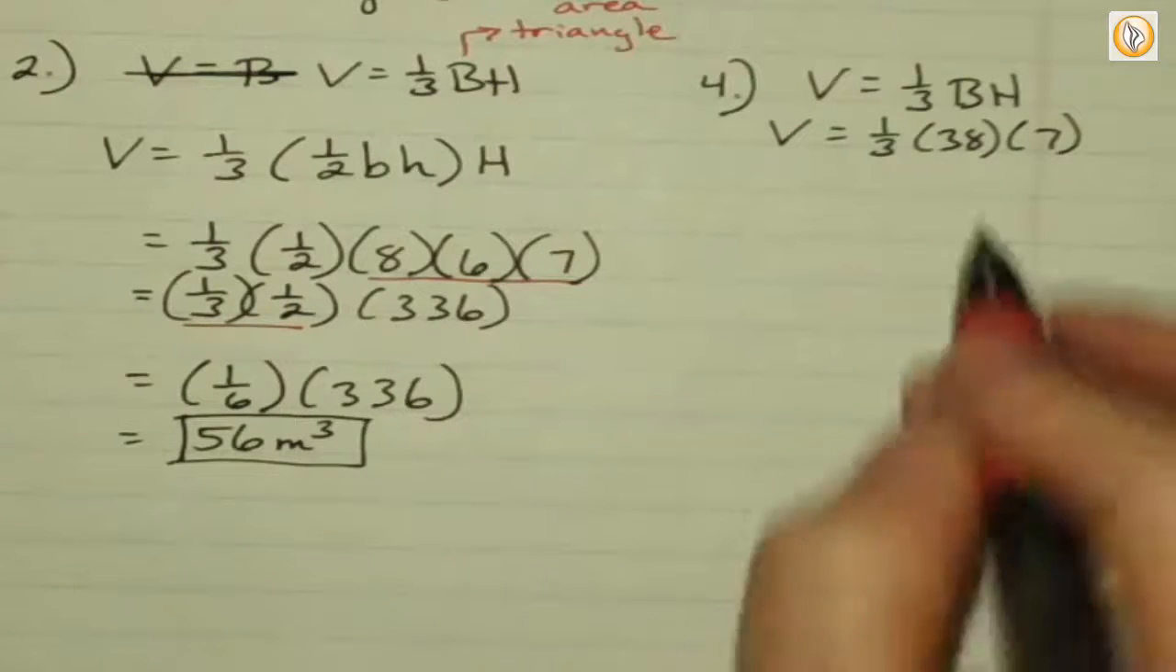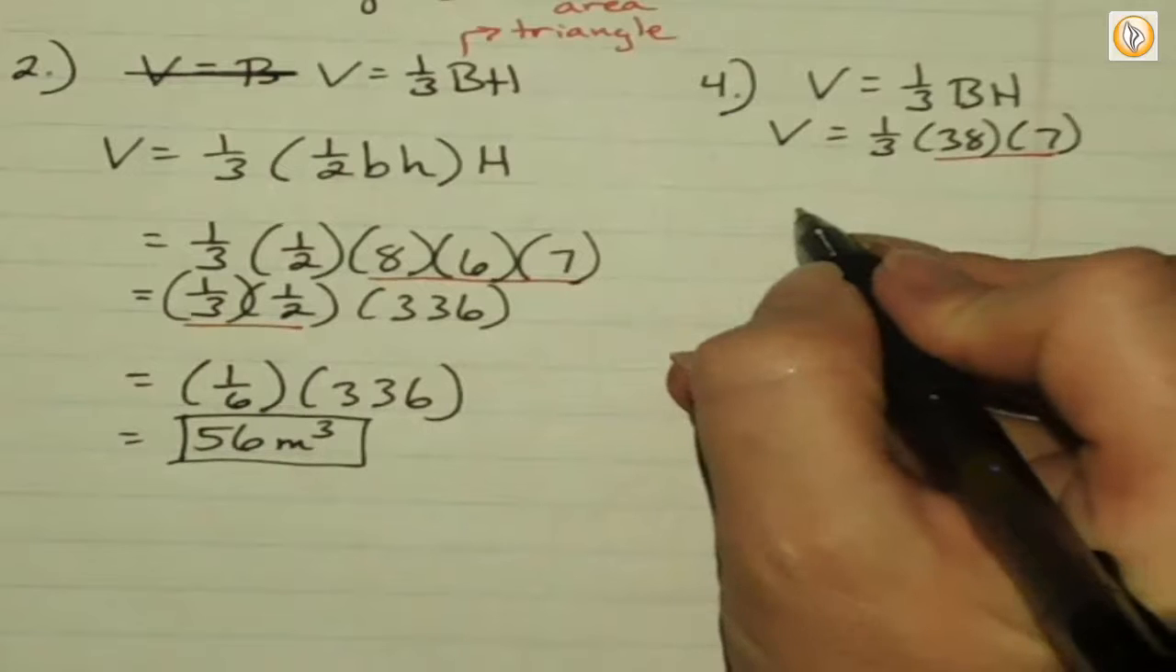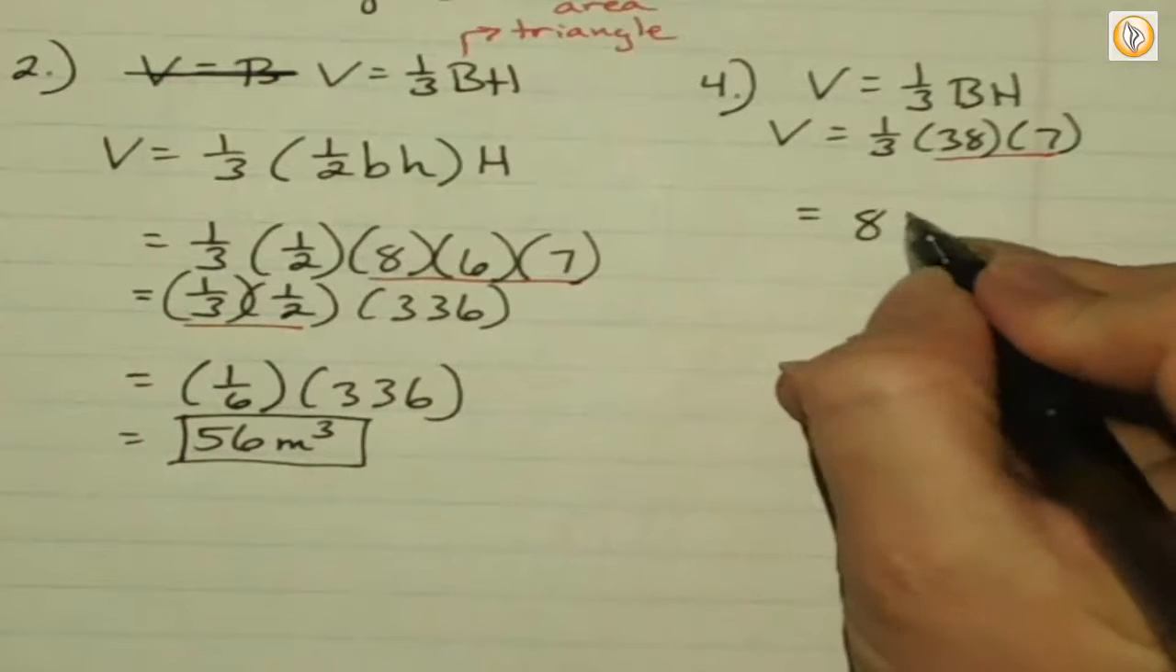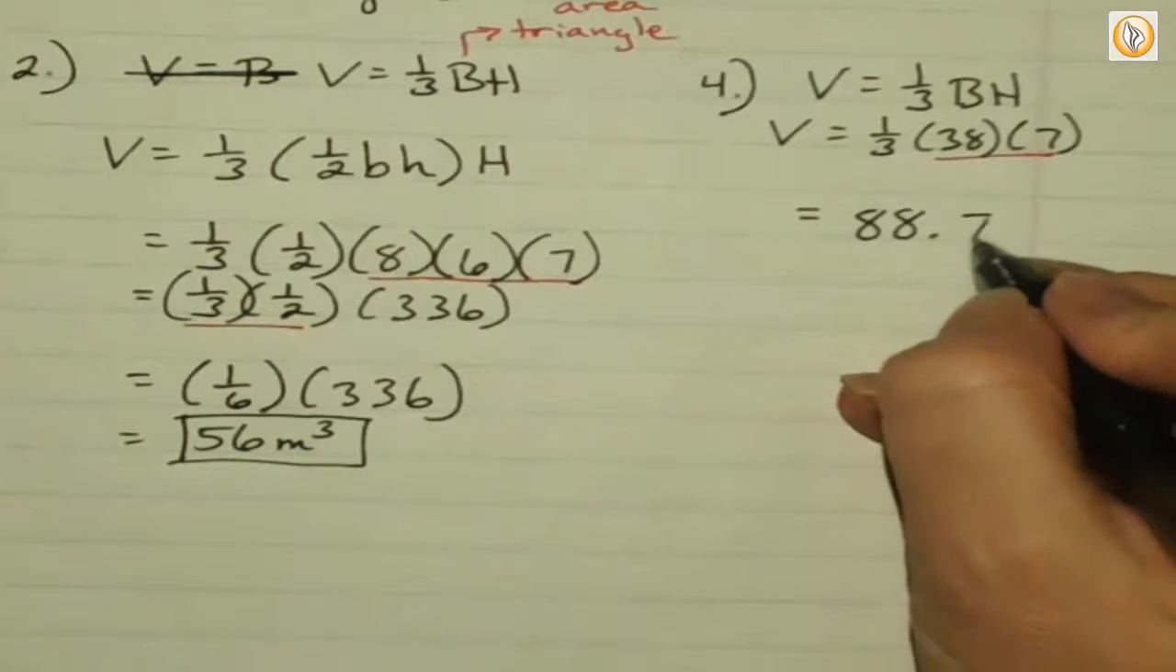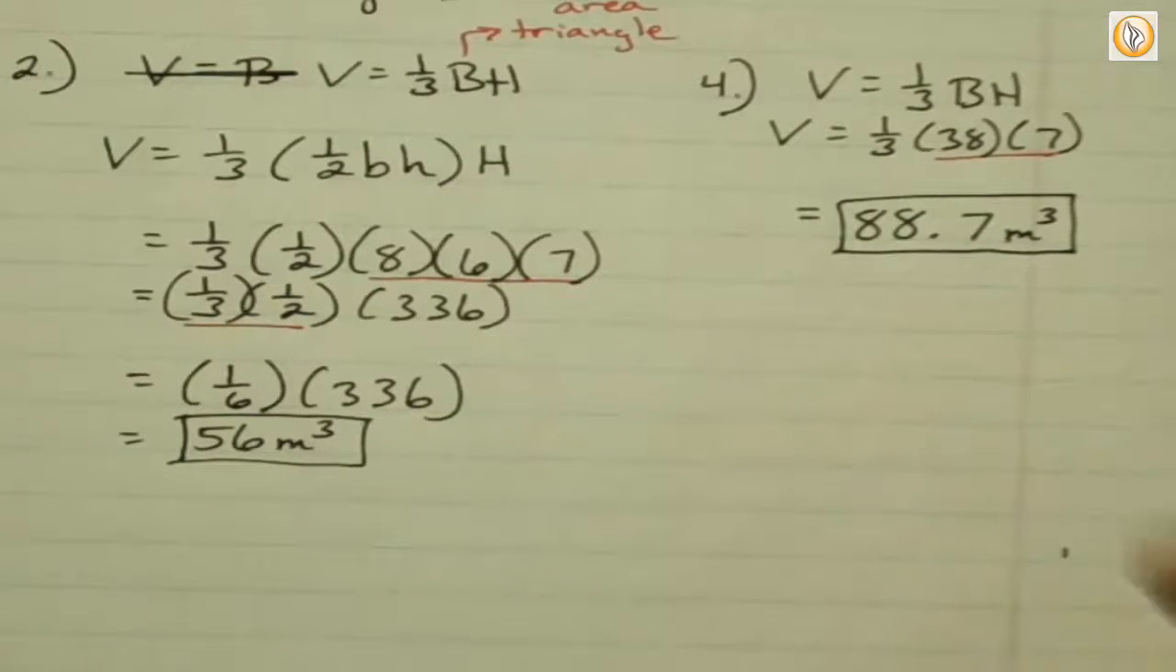So calculate these two. And then what are we dividing by, Joanne? There you go. And for the sake of time, you get 88.7 meters cubed. Do we have to round? If they say to. It doesn't say anything, well, then I guess you don't have to. 88.66666. Well, then I would round it.